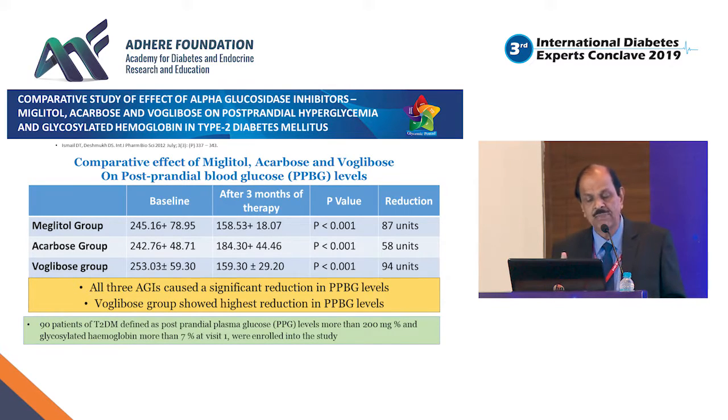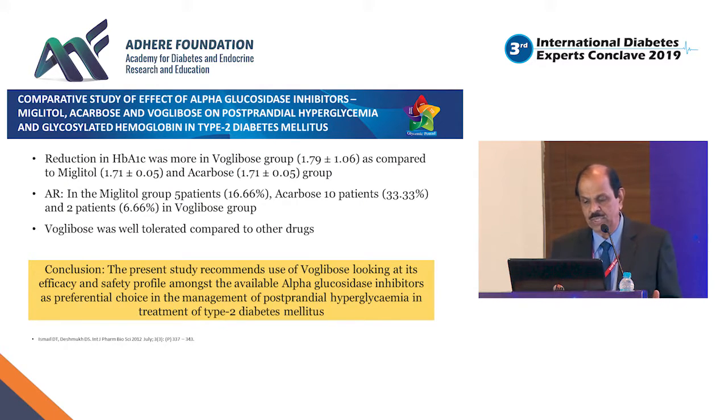They were randomized to take miglitol, acarbose, or voglibose, and evaluated 3 months later. Among all three molecules, voglibose had the highest reduction of postprandial blood sugar compared to any of the other molecules. Adverse reactions occurred in 5 patients in the miglitol group, about 10 in the acarbose group, and 2 with voglibose. Voglibose was well tolerated compared to the other drugs.